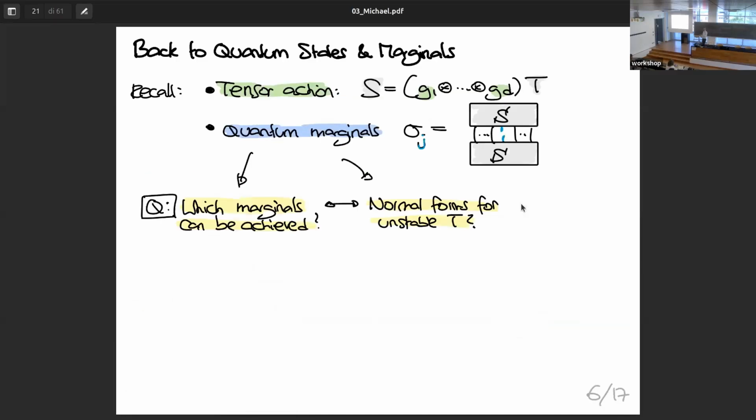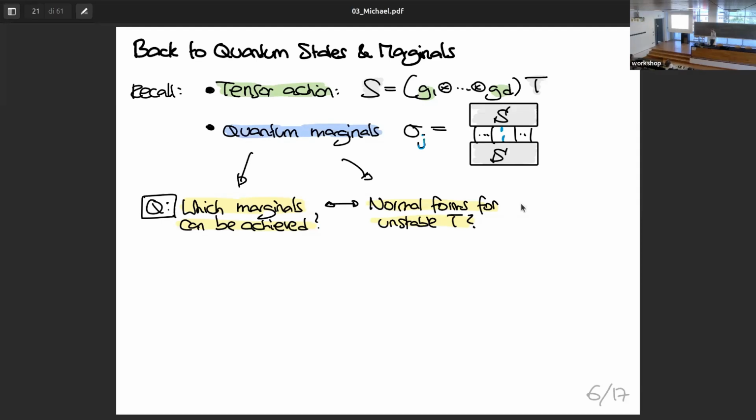Now I want to return to quantum states. Here again, our protagonists, the tensor action, and we'll stay with quantum states for the rest of the talk. This was really just an excursion. Here are our protagonists. If you have a tensor T, we can get a new one by applying this tensor action. And the quantum marginals, they were these positive semi-definite operators obtained by contracting, or as the Gram matrix of the principal flattening, or if you like, as a split.